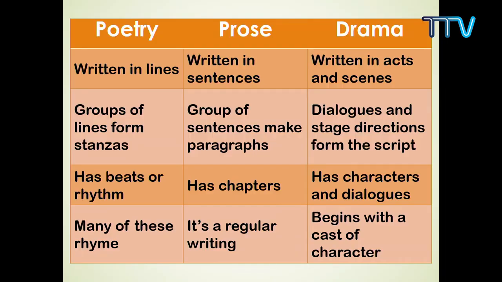See, I'm showing the same table so that you can just compare time and again in a way. Poetry we have in a way finished. Now prose, I told you it is written in sentences, and group of sentences make paragraphs. It has chapters, unlike stanzas, or you can say you have paragraphs and then you have chapters, and it's a regular writing, or you can say ordinary form of writing without much decoration in a way, unlike poetry. Okay, so let's look at what a prose is.